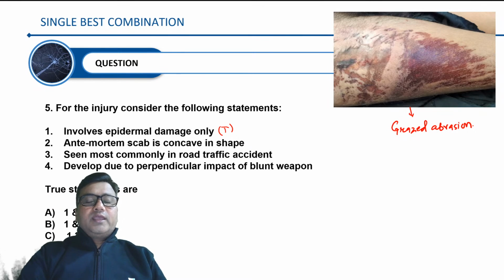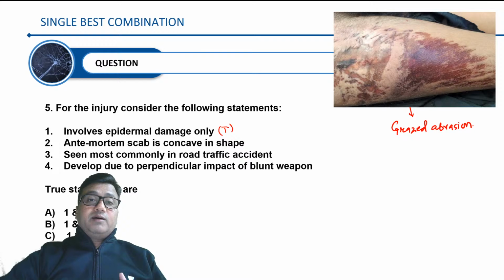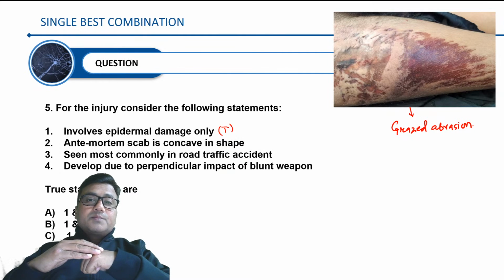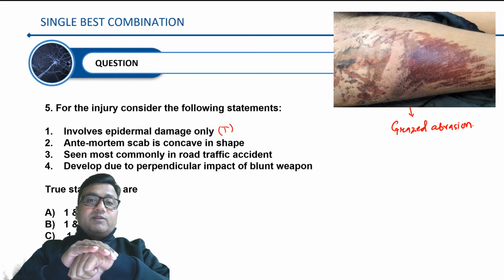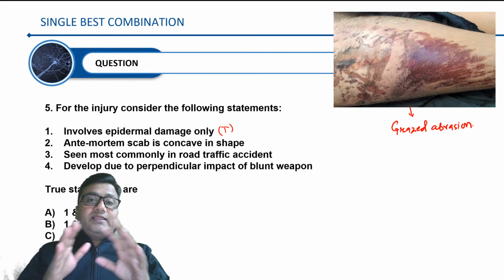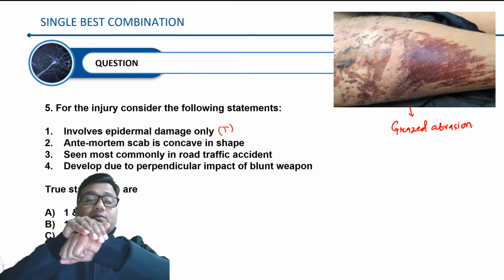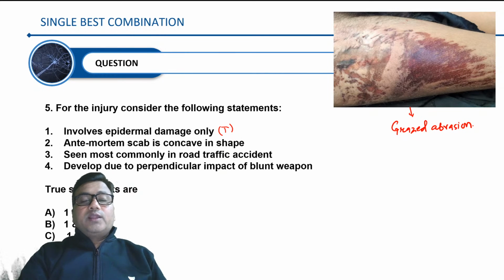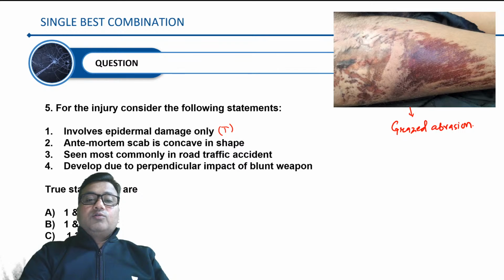Ante-mortem scab is concave in shape. So when an abrasion happens and later the scab develops on the denuded epidermis, the scab is never concave if it is an ante-mortem injury, because beneath the scab which develops over the epidermal deficit, cellular proliferation will happen to heal the injury and form new skin, and as a result over time the scab becomes convex in appearance. So concavity of a scab tells us that the injury is a post-mortem injury, not an ante-mortem injury. Okay, so this will be a false statement.